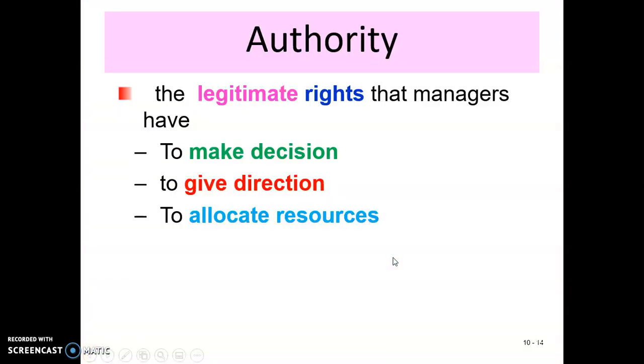Authority refers to the legitimate right that a manager has to make decisions, to give direction, and to allocate resources. So authority refers to legitimate rights, to make decisions and to give direction. If they don't have the authority to give you directions, that means you do not have to follow their directions. So they have the authority in terms of making decisions, giving directions, and also allocating resources.